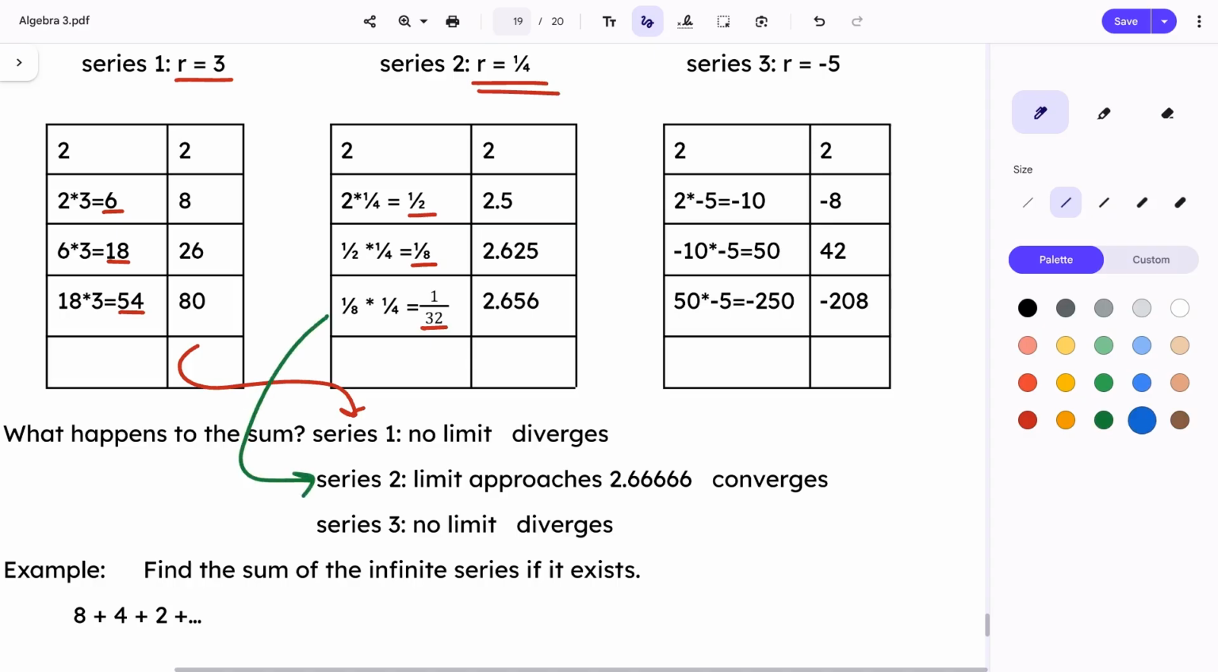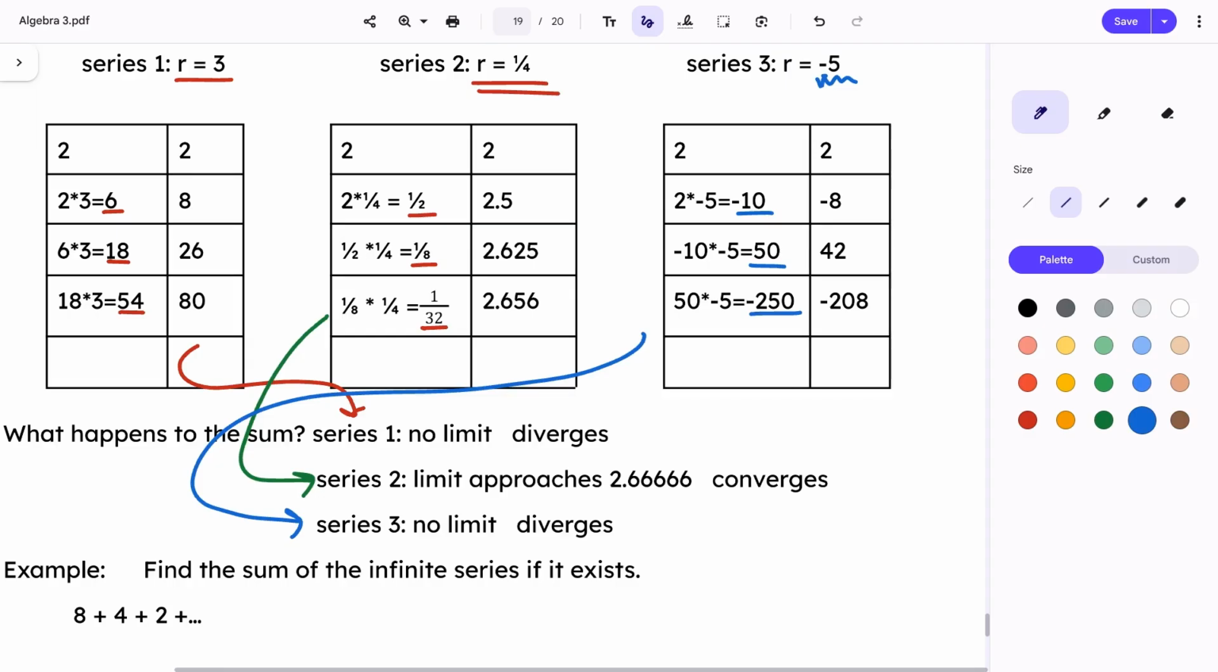The last one, we're still starting at 2, but now my ratio is a negative 5. This means you're taking everything times negative 5. So we get negative 10, 50, negative 250. Again, because it has a ratio that's greater than 1, it has no limit, so it diverges. So the only time you can do these is if you have an actual ratio that's less than 1 is when you can find the finite sum.